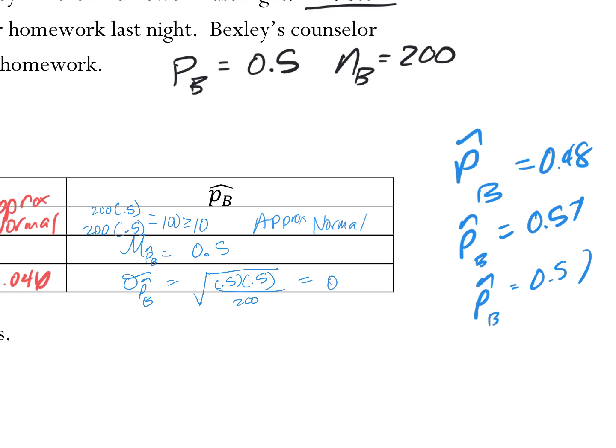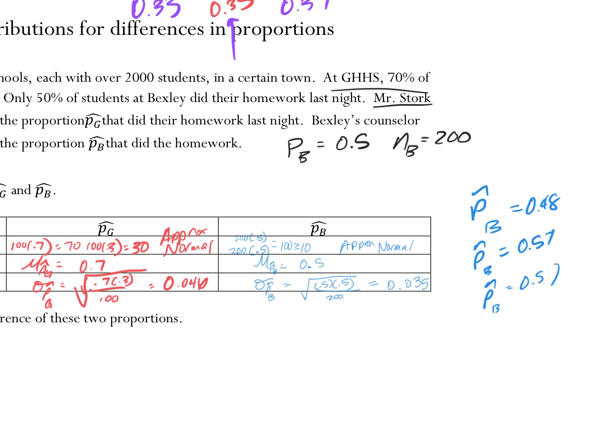Did you guys get 0.035? Is that what we got? I think so. All right. Guys, why was the Bexley standard deviation smaller than the Grandview standard deviation? The bigger sample size. Okay, for sure.